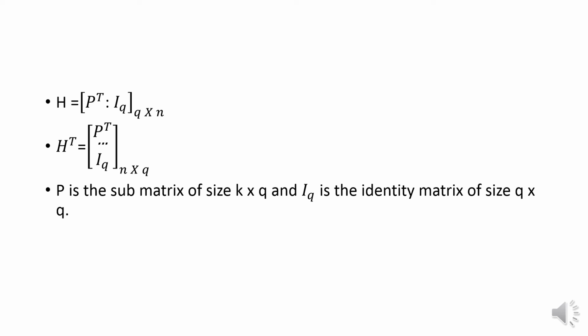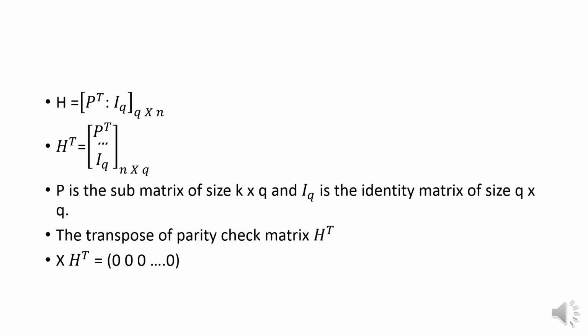We defined the P submatrix earlier. The transpose of the parity check matrix, H transpose, has a very important property as follows. x into H transpose will be equal to 0, 0, 0 and so on, a zero vector of size 1 cross q, where x is of size 1 cross n and H transpose is of size n cross q. In that way we calculate the error, and in this way the error will be detected and corrected. This method depends mainly on the error pattern only. It does not depend on the particular message.